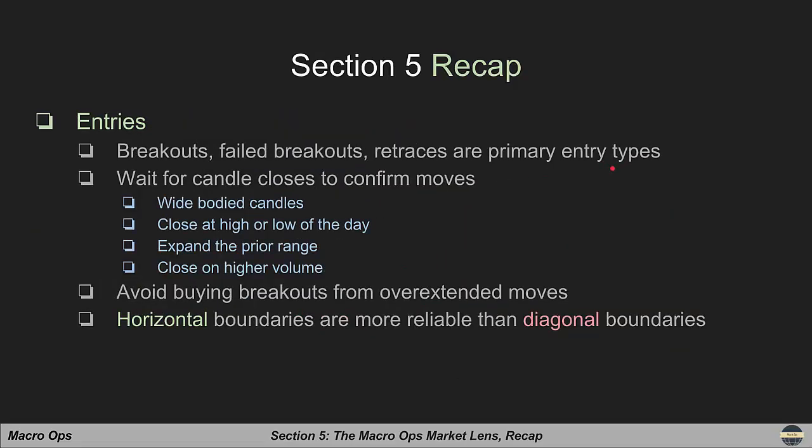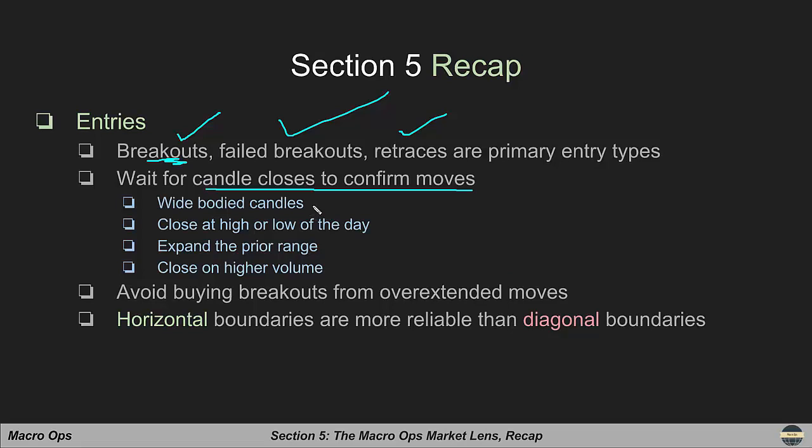So then we segued into entries, and we talked about 3 primary entries off of patterns: breakouts, failed breakouts, and retraces. And we primarily use breakouts in our process, but all of these are definitely valid and you can use them. And then we emphasize waiting for candle closes to confirm moves. Otherwise, you're going to be caught into a lot of false noise. So we want to see the candle close outside of the boundary zone.